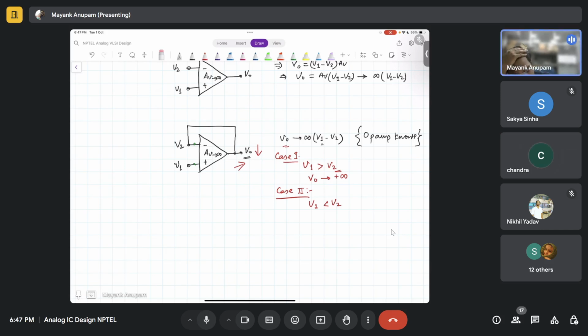I mean, it appears that there is a short even when we have not put any direct connection here. This is what it means when you say virtual short. It behaves like a short, but it is not actually shorted.